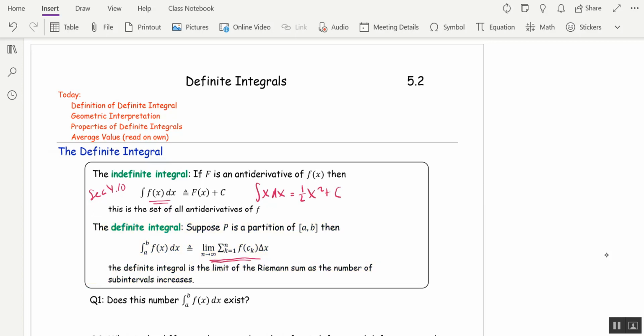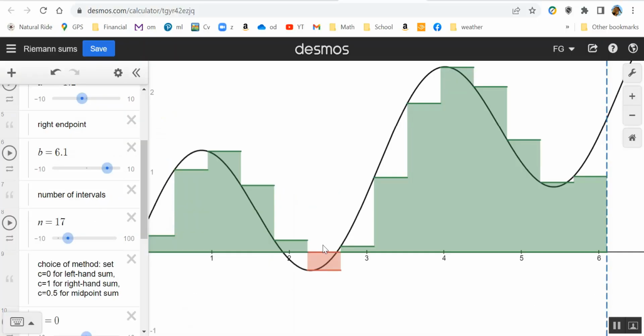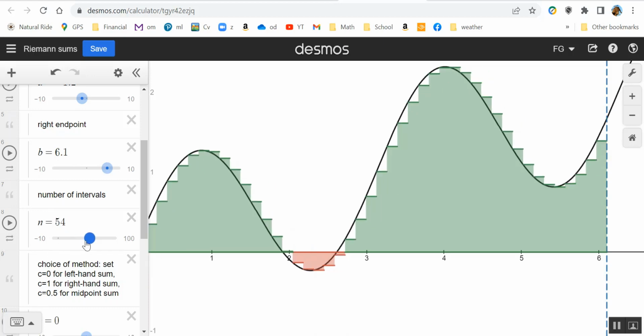It's the limit of a Riemann sum. And to illustrate what that is, I'm going to go back to Desmos. Here we've got a curve, and we're approximating the signed area under the curve with the area of these rectangles. And when I say signed area, I mean anything underneath the x-axis, like this red one here, that gets counted as negative area. But as you can see, if I let n get larger and larger, there's less error between the area of the rectangles and the area under the curve.